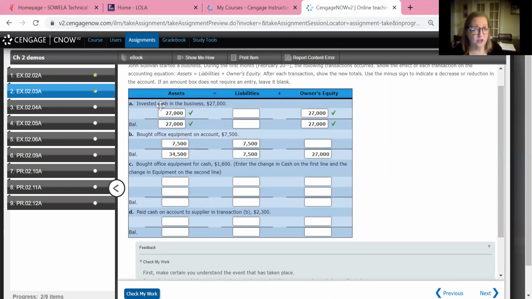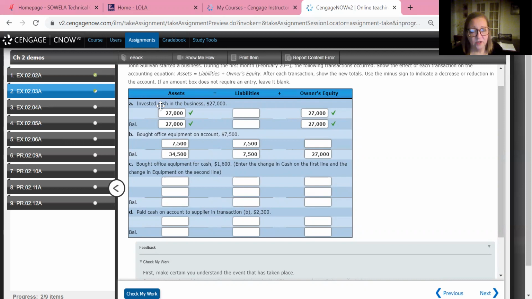So I know that after transaction B, I'm still in good shape. We bought office equipment for cash. When they say you bought it for cash or you paid cash, you know your cash is decreasing. You're not trying to increase your liability by just buying it on credit.